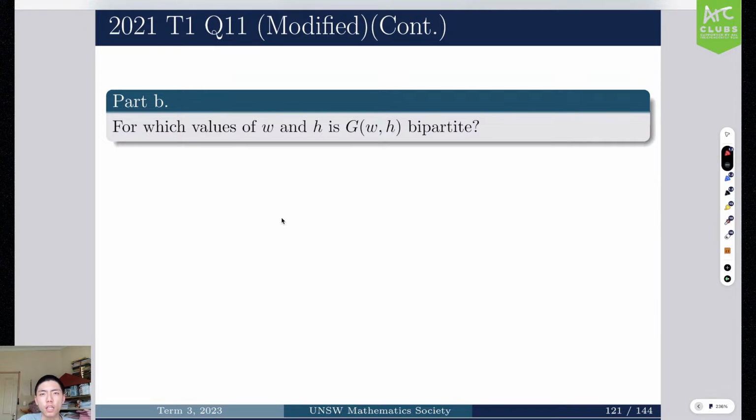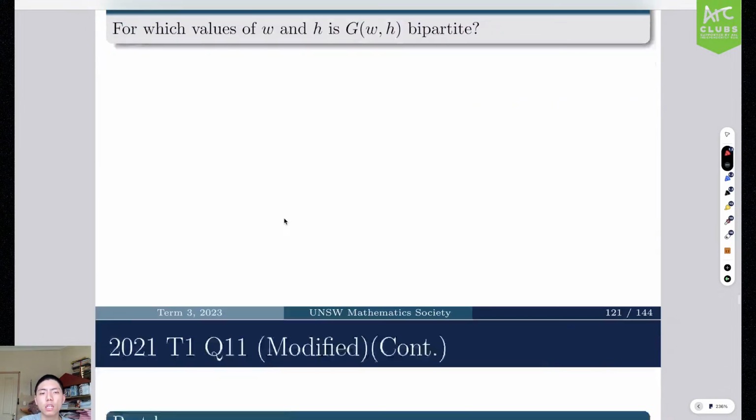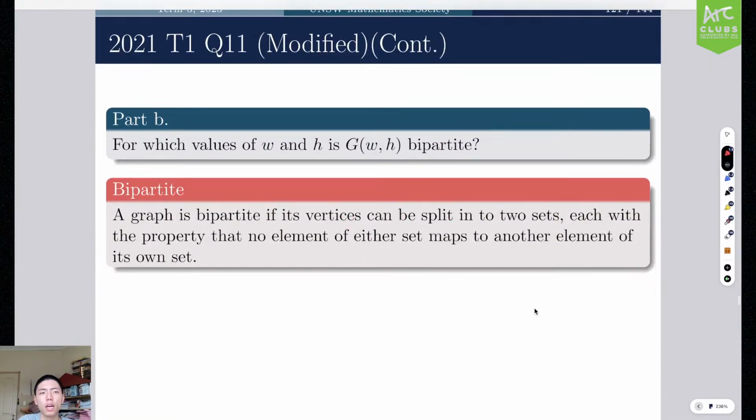Remember that GWH is our kind of like mesh pattern, right? So we are looking for now what values of W and H will make this bipartite. So recall the definition of a bipartite graph. A graph is bipartite if its vertices can be split into 2 sets, each with the property that no element of either set maps to another element of its own set. In other words, if you were to be able to draw the graph, right, every vertex that you draw from one to another, so if you connect a vertex to another, you can essentially think of them as having opposite parity, or it's easier when you do the exam to draw out diagrams using different colors.